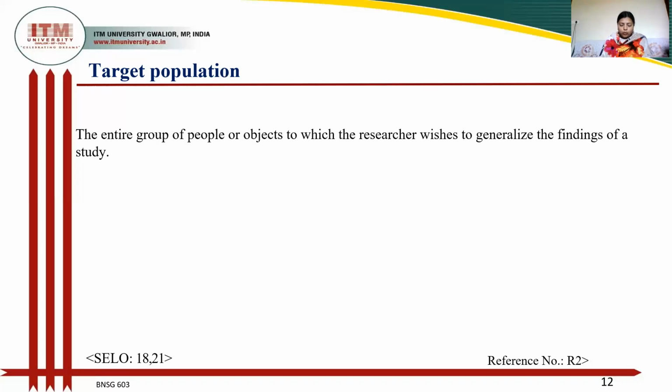Okay. But who are working in the hospital? There are n number of nurses who are working in the hospital. That many nurses are working in the hospital. Even in Gwalior, they are working. Even in ITM hospital also, they are working. There are n number of hospitals in Gwalior. There also they are working. There are n number of hospitals in Delhi. There also nurses are working. So all of this is called the population.